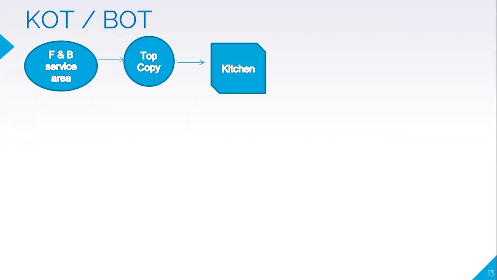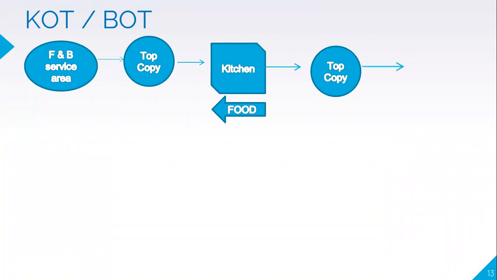Now, this is the flowchart of KOT and BOT. So we have the F&B service area. This is our restaurant. From here, the order is taken. The top copy of the KOT is going to go to the kitchen. In return, we're going to get the food. So the food is served, top copy goes to the kitchen. The same top copy of KOT is going to go in the control box.